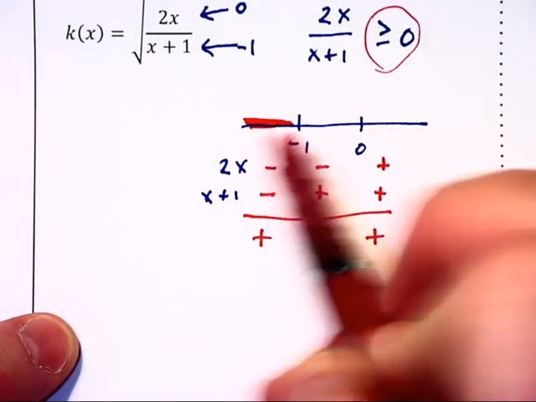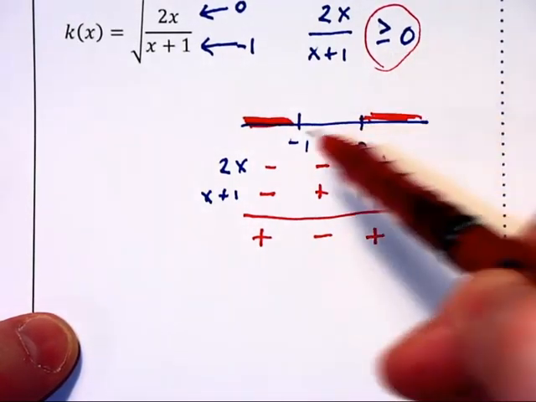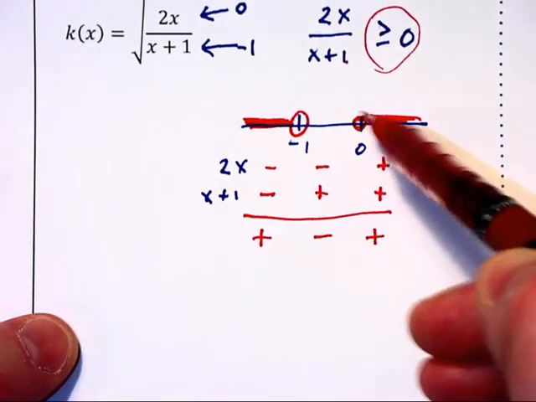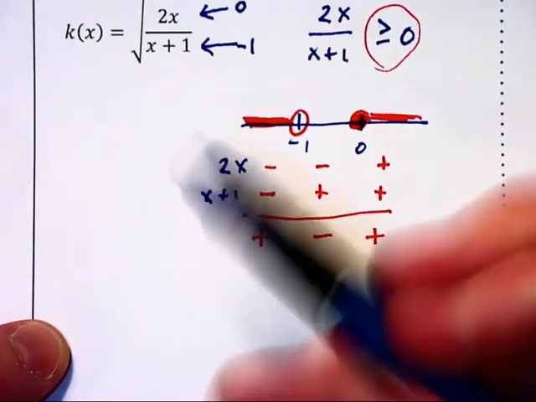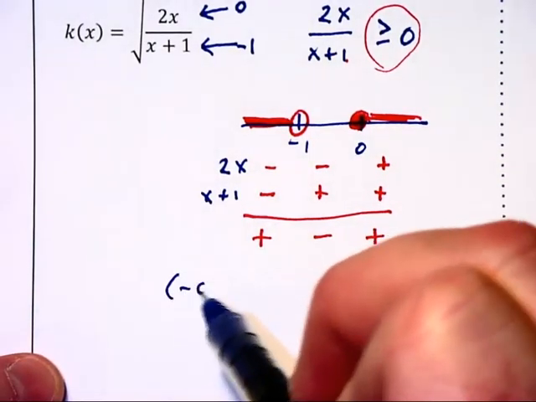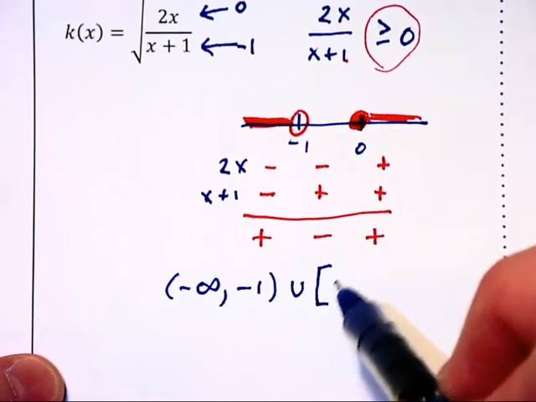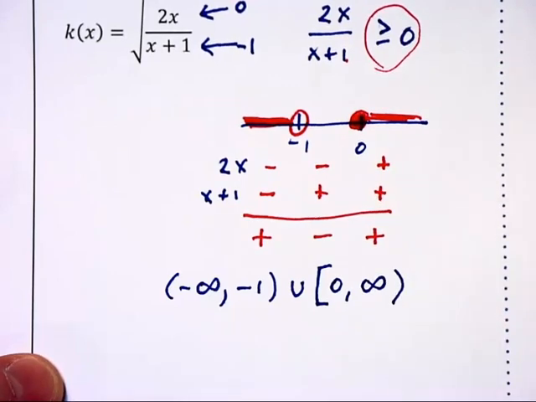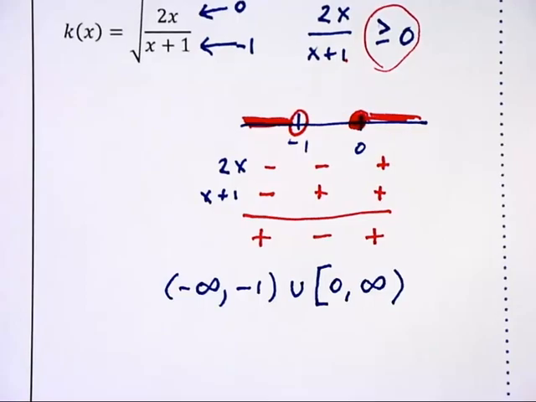So our answer will be off to the far left and off to the far right. But we cannot include the -1 because that's not part of the domain, but we can include the 0 there. So our solution set here is from -infinity up to -1, united with 0, which we include, on up to positive infinity. Now I'd like to do this problem for you in a totally different way.